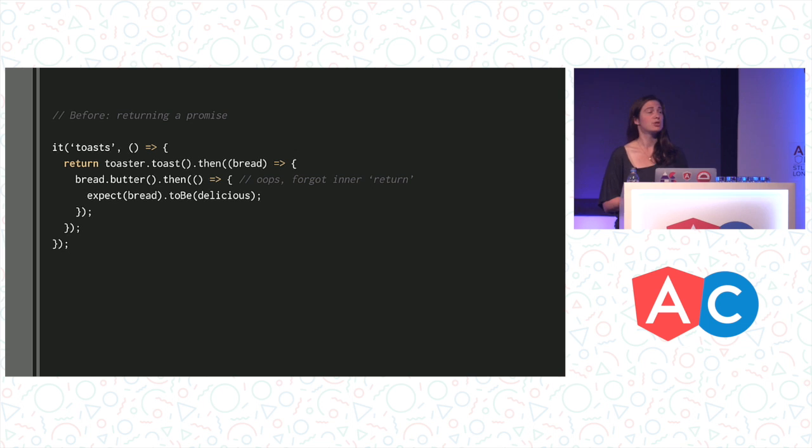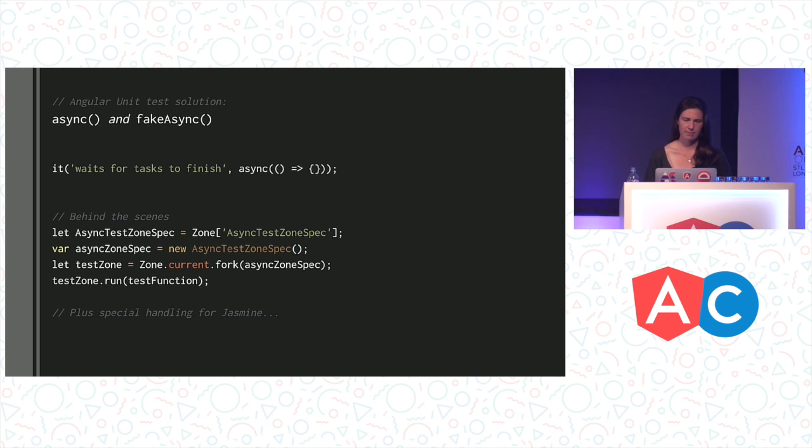Another thing that we've tried is returning promises from tests, which has similar issues where if you forget to return inner promises, you would never get to some of these expectations, or you wouldn't be assured that you would get to them before your test had completed. So async solves these problems by using zones to understand all of the asynchronous events so the developer doesn't have to manually keep track of them. And behind the scenes, for every test, every time it's invoked, it creates a new asynchronous test zone that handles those queues of microtasks and macrotasks, and when they're empty, it lets the test framework know that you're finished.